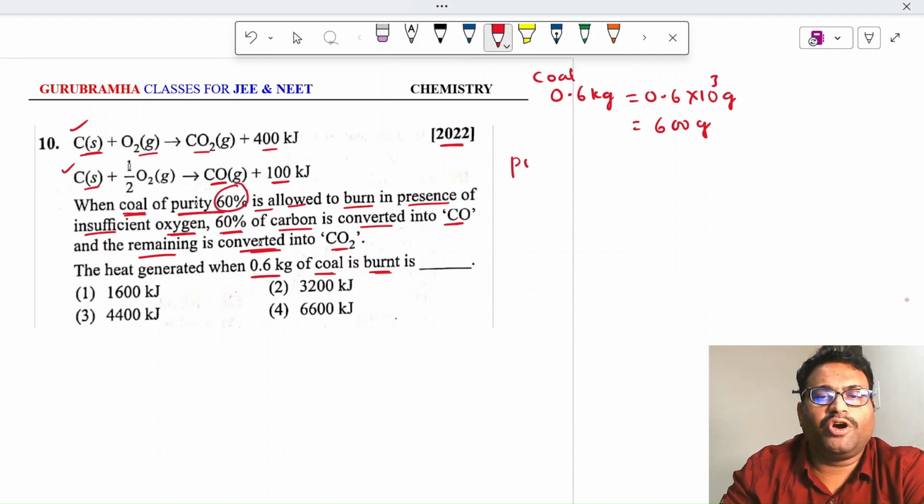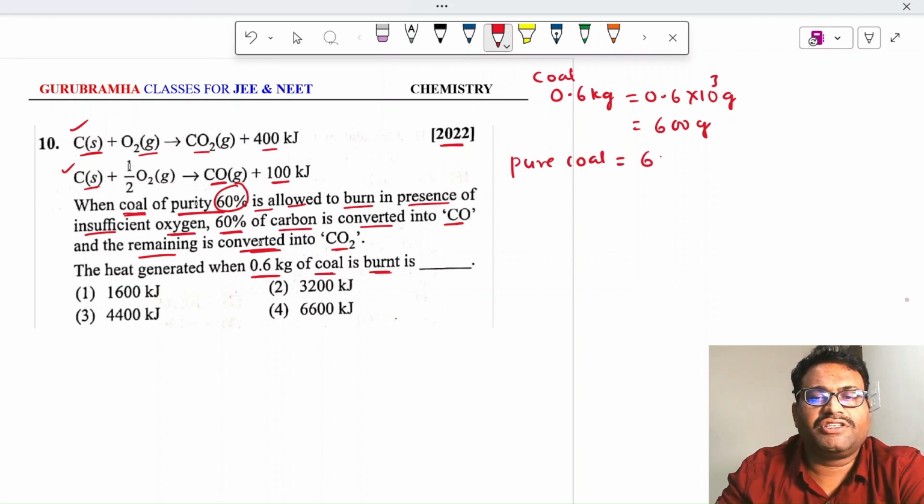So pure coal will be, among that 600 grams, 60 percent is pure. 60 percent means 60 by 100. Then what do you get? 360 grams. Okay, 360 grams. So though 600 grams of coal is taken, only that much is pure coal, the remaining is impurity. The pure coal is only 360 grams. The remaining is impurity.